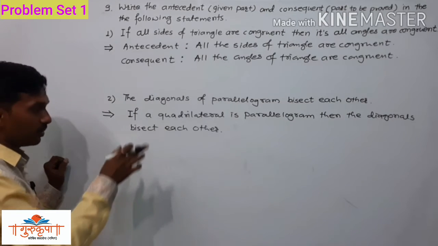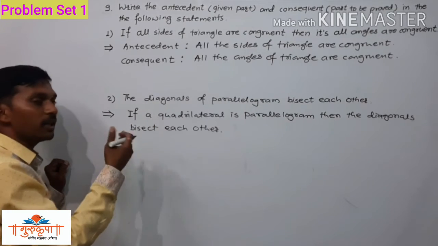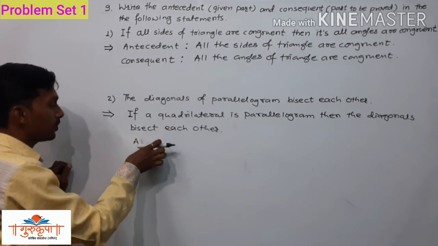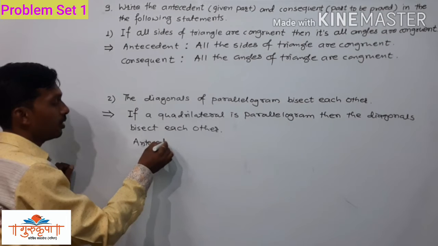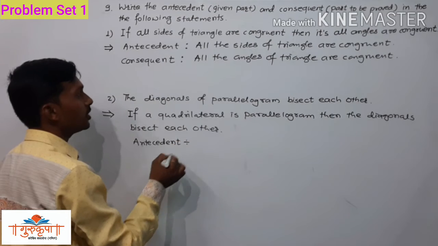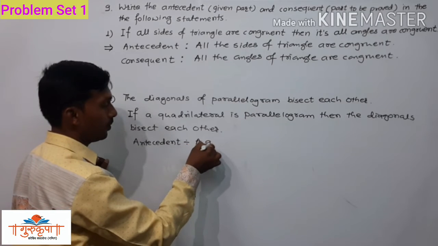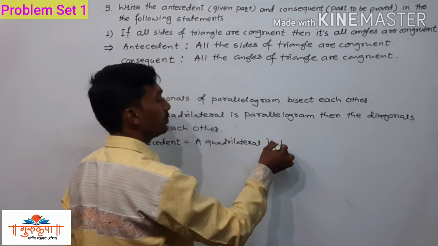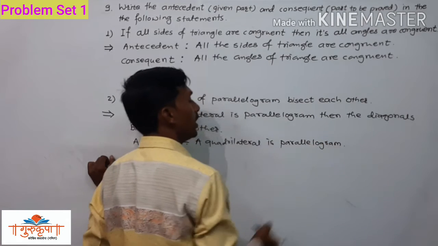That is the main question. We have to write the antecedent and consequent, but it is a simple statement. We convert it into the if-then form and now we have to write the antecedent and consequent. So first we will write the antecedent. Antecedent is nothing but the statement followed by if: a quadrilateral is a parallelogram. That is the given information, or we can say it as the antecedent.